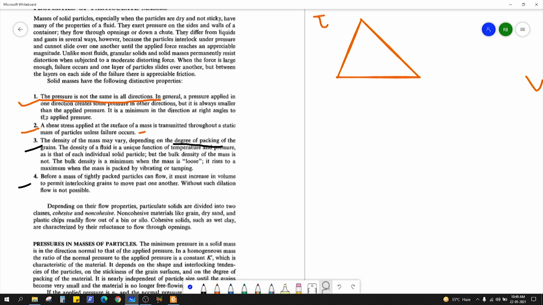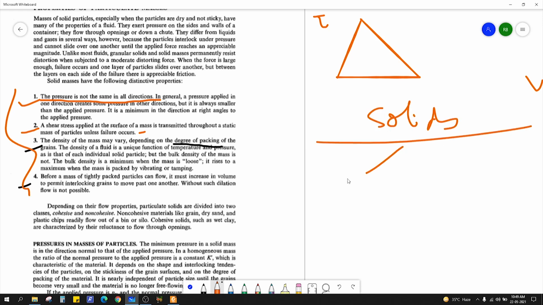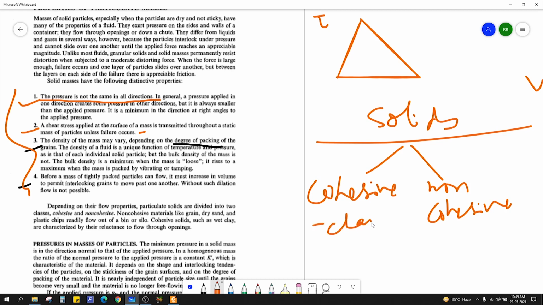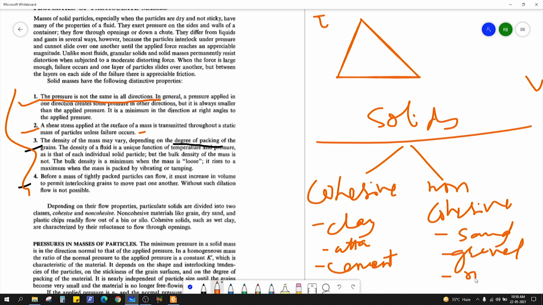Fine. So based on these properties, you can classify solids into two types. One is cohesive and another is non-cohesive. What do you mean by cohesive? Cohesive, the example is clay. You can say atta or maida, and cement. And in case of non-cohesive, you can say sand, gravel, rice.